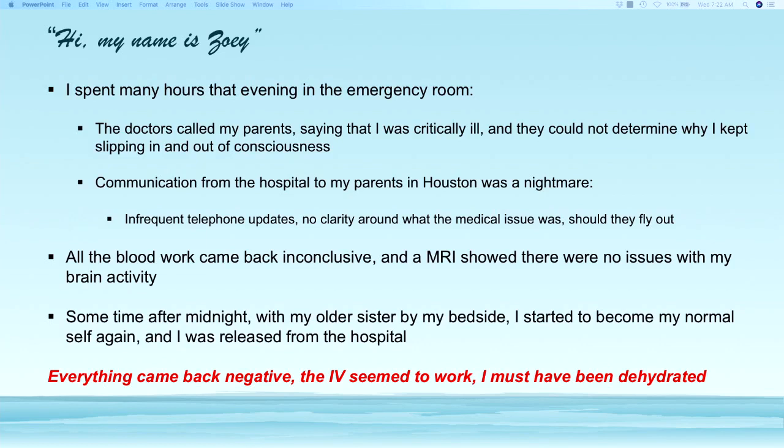The only thing I had during that time was an IV, and the physician suggested that I do a follow-up with a neurologist on the MRI just to double-check, but to also go and have my blood work done at the local lab because they thought my liver enzymes were a little out of whack. So everything came back negative, the IV seemed to work, and again, they said I must have just been dehydrated.